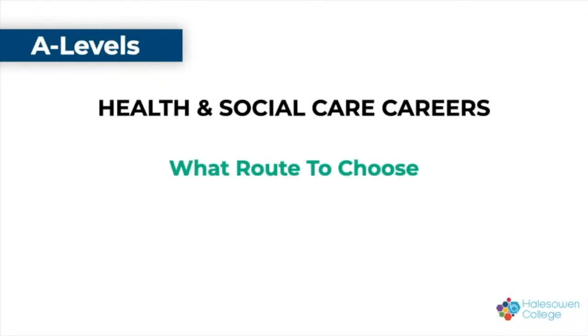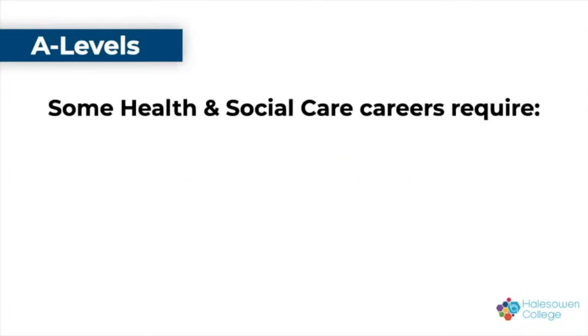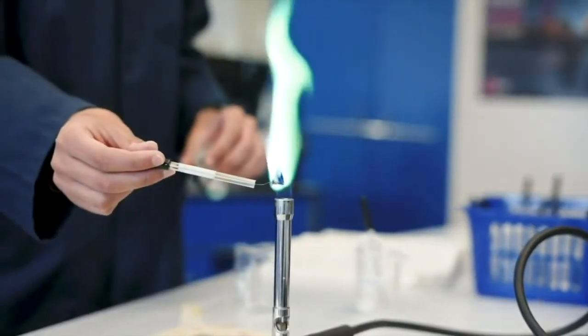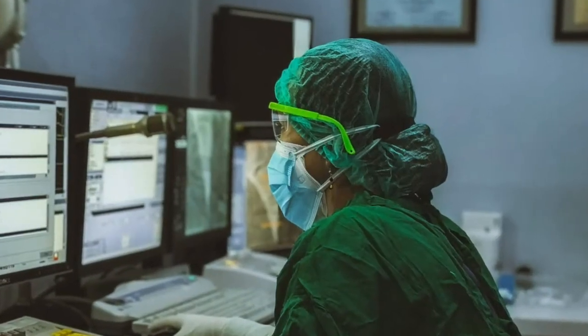For many health and social care related careers, you can study either A-levels or a vocational course such as health and social care or science. However, for some careers, you do need to study 3 A-levels before progressing on to university. These A-levels usually include chemistry, biology and maths. Physics may also be required for some careers such as medical physics.